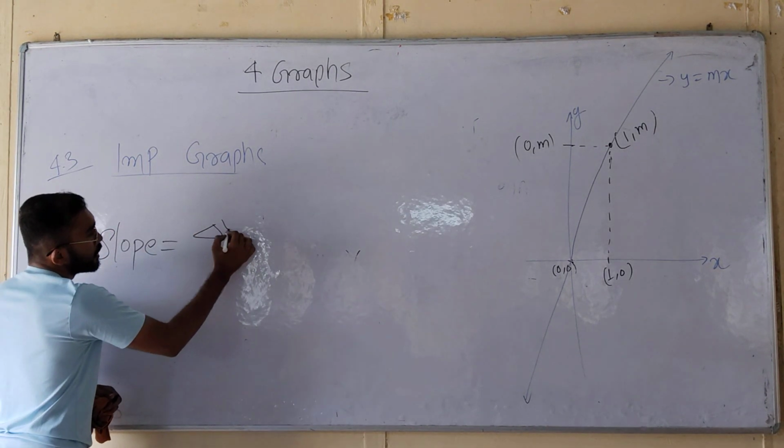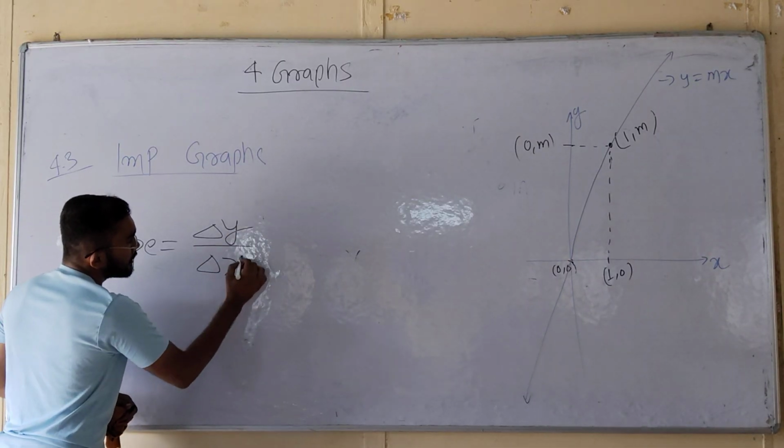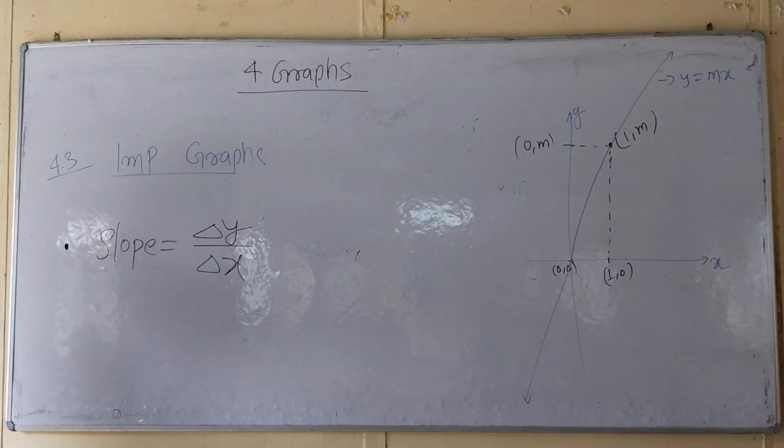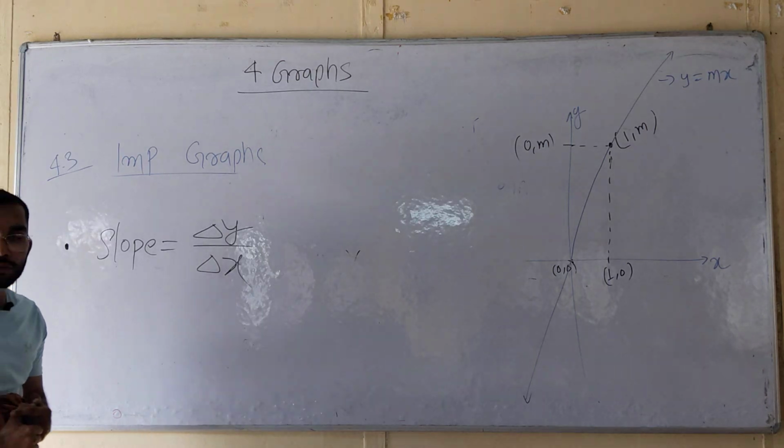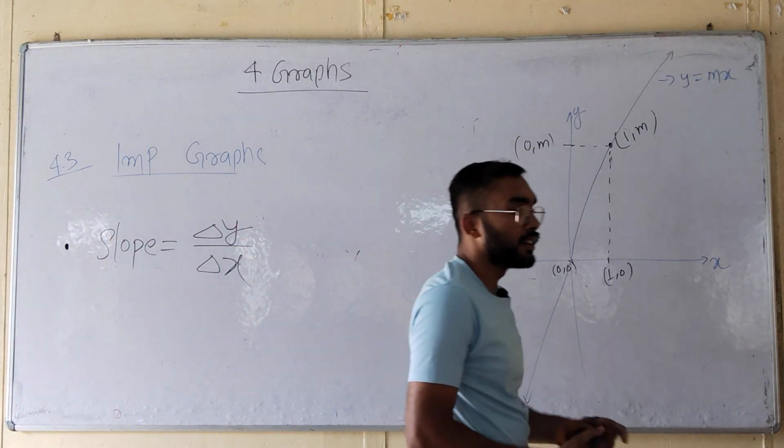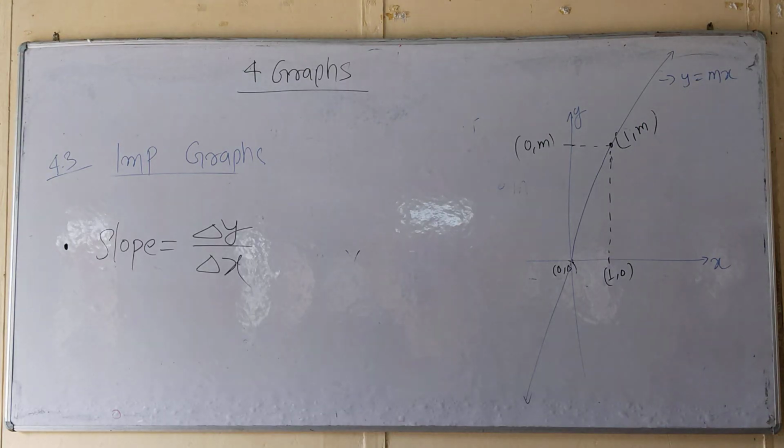Slope is equal to change in y divided by change in x. For now you should read it like this. Don't make the habit of reading delta y by delta x. Is it clear? Try reading change in y divided by change in x, and you should know the meaning of that. You have written 4-5 points to understand what we have written here. Understood?